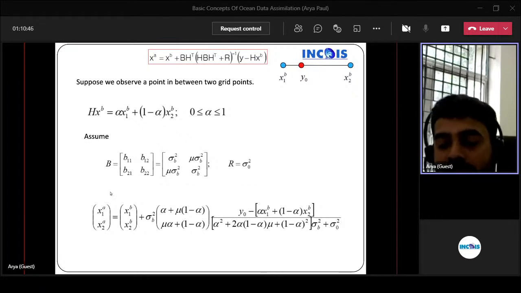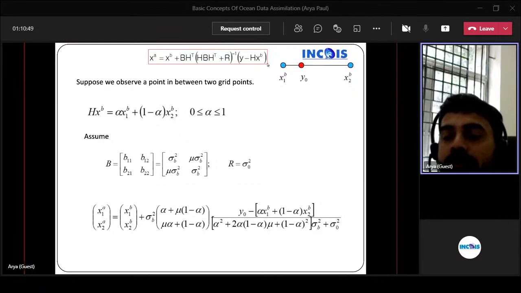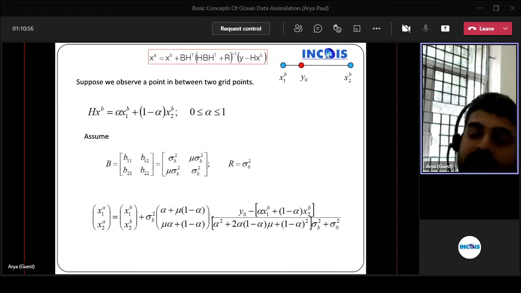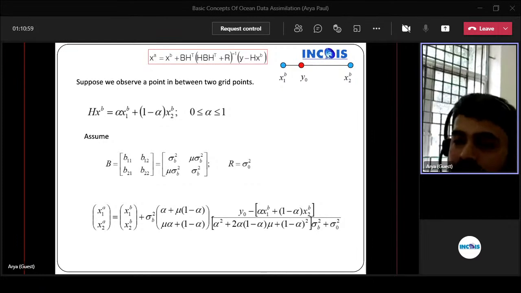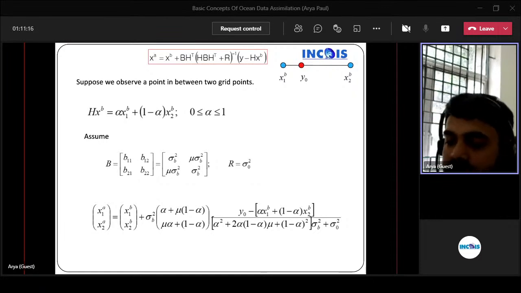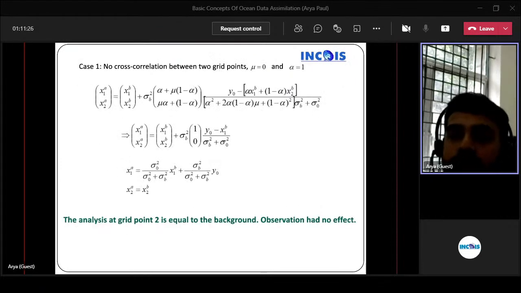So just like that, we are trying to solve this red boxed equation at the top of the slide. If you solve it, using this B and using R equals sigma O square, you will arrive at this equation at the bottom of the slide. So you can see x1a and x2a equal x1b, x2b plus sigma b square, plus there are other terms. Now let's say I make things further simple. The whole point of this exercise is to understand what B and R do. So let's say there is no cross correlation between two grid points. Mu equals 0 and alpha equals 1.